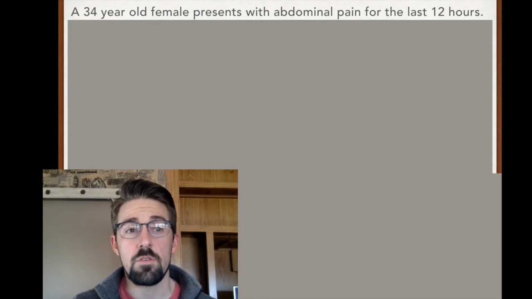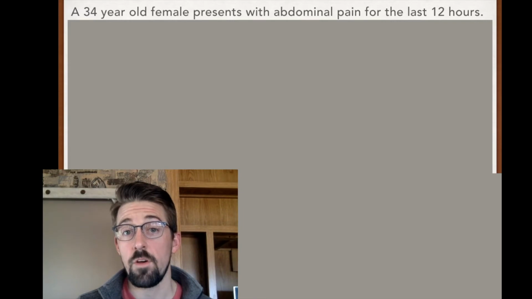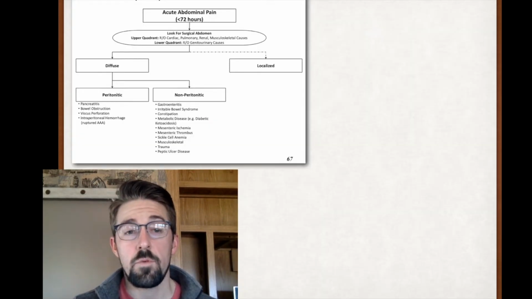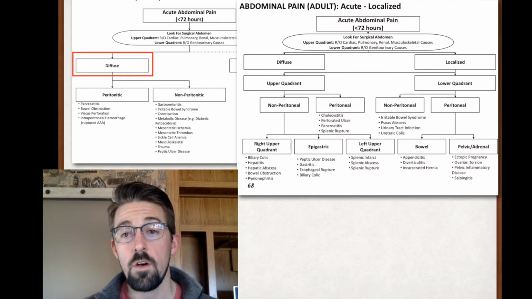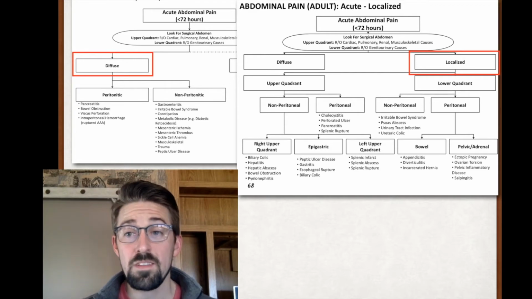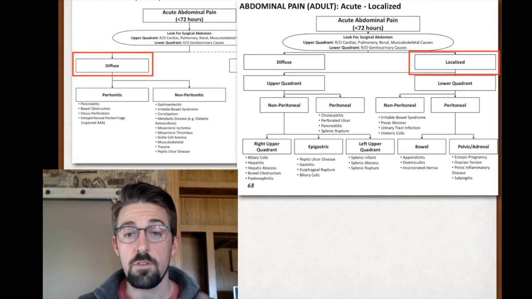So let's put this to use. We have a 34-year-old female that presents with abdominal pain for 12 hours. Okay? So if we break down abdominal pain, we start out, we have a diffuse side to this chart with many diagnoses under it. We also have a localized portion with all the relevant diagnoses under that. So based on whether or not you've isolated this pain to be diffuse versus localized in this patient, your diagnoses can fall into these two categories.